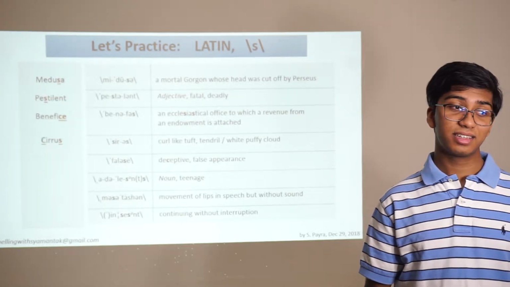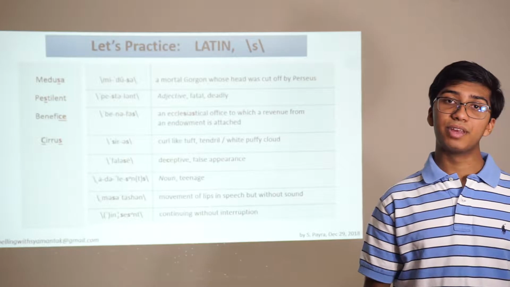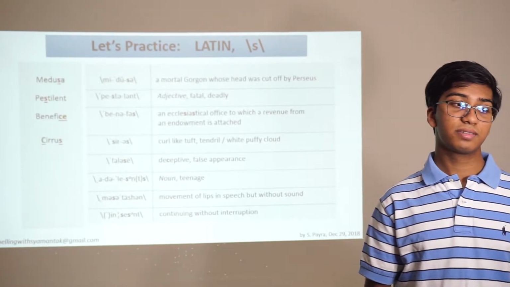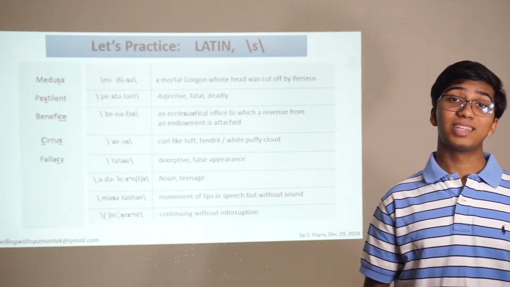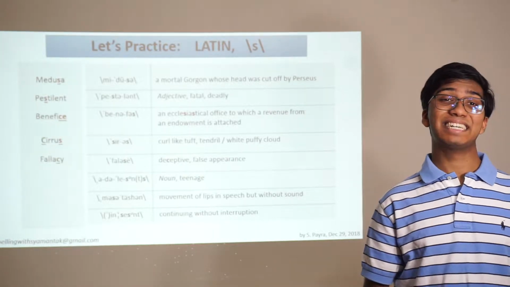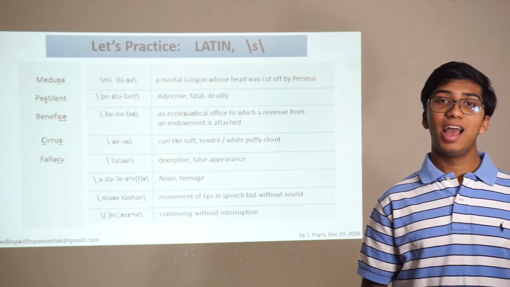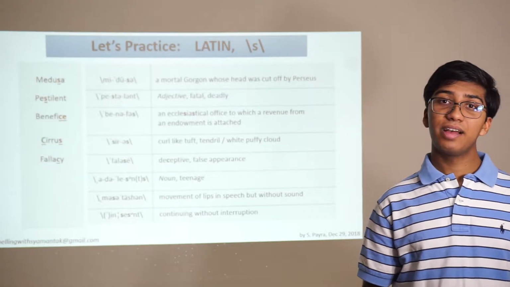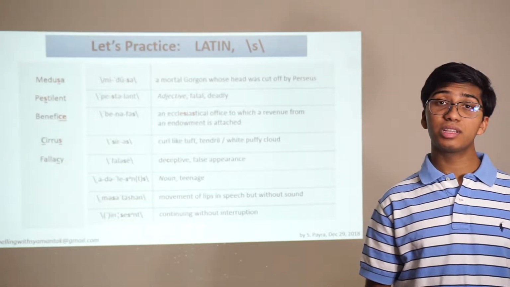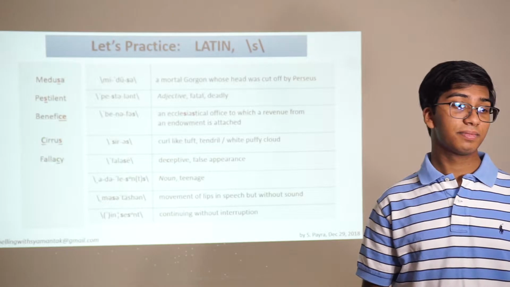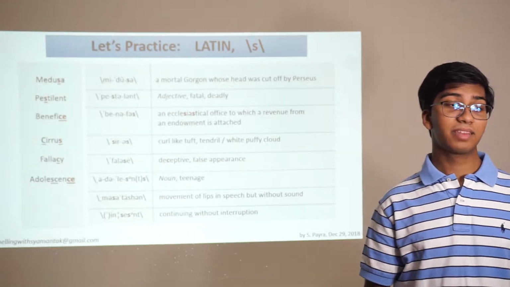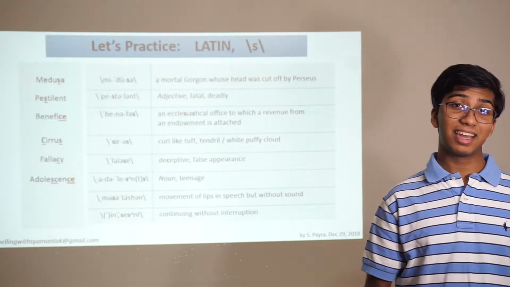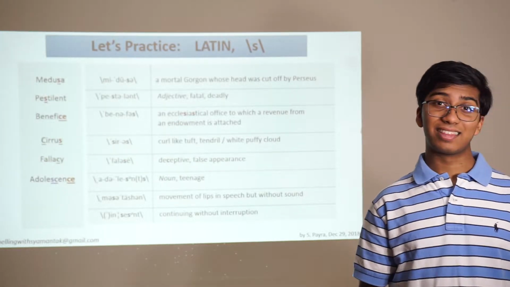Fallacy. Something deceptive or a false appearance. Fallacy is spelled with a C-Y for the C sound. Adolescence. This is a noun. It means broadly teenage years. Adolescence is spelled like this, with an SC at the beginning and a CE at the end.